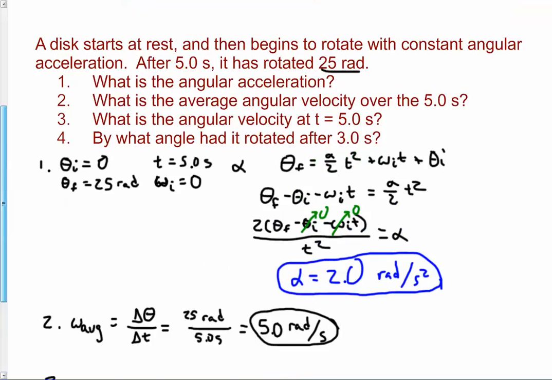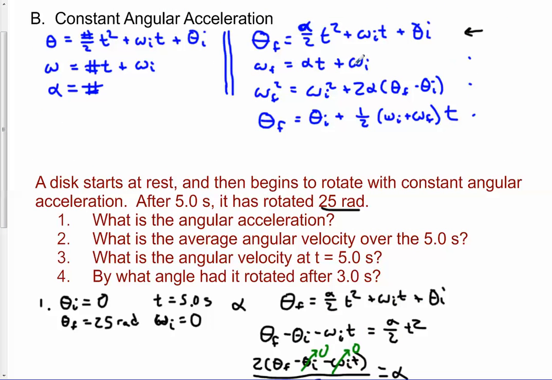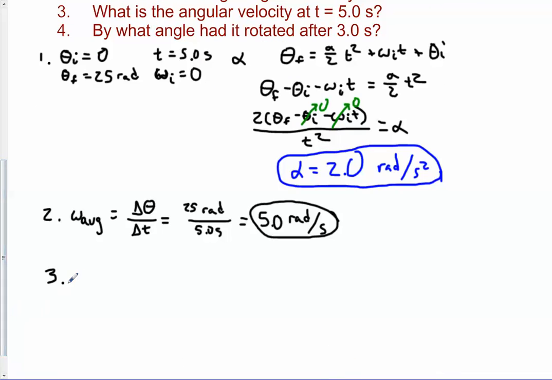So looking back at my formulas, I'm looking for omega f, a final velocity after the 5 seconds. The first one is out because omega f isn't even involved. This one, though, is the simplest one that has omega f, and I have alpha because I just got it from number 1, and I have t, and I have omega I at 0. So that looks like the formula to use now. I could probably use the other ones as well, but they'd be slightly more complicated.